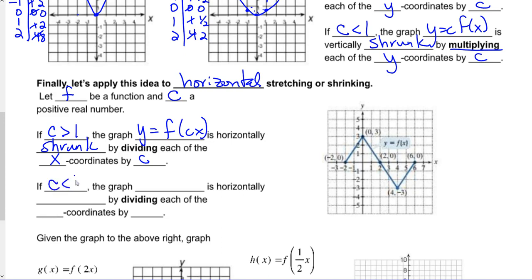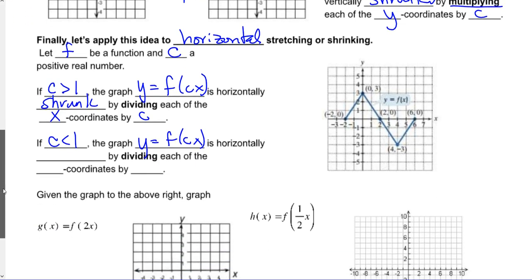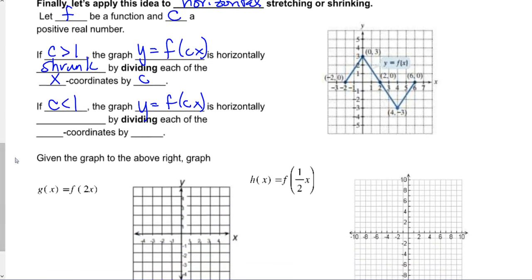And if c is less than 1, this seems opposite. You would think that it would be similar to the one above, but it's not. Then it is horizontally stretched by dividing each of the x-coordinates by c. Again, this is the hardest one that we have.